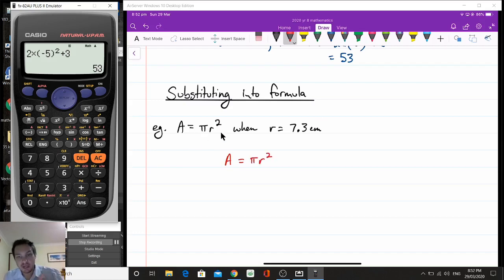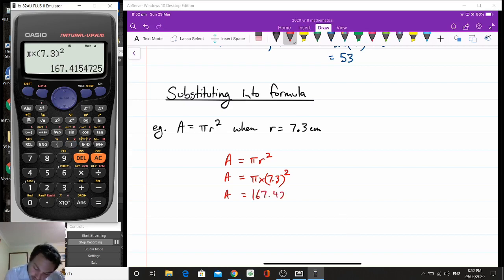The next line, you substitute into the formula, so replacing with what you've been given in the formula, so area is pi times 7.3 squared, and then you calculate. We never use just the answer. You should always have at least 3 lines of working. So we go pi times brackets 7.3 squared. So it's 167.42.